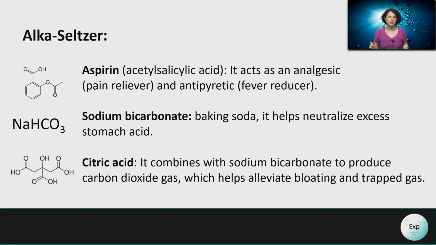Sodium bicarbonate, commonly known as baking soda, is a slightly basic compound. And it makes sense that it is part of the Alka-Seltzer tablet because this is the part that will help neutralize stomach acids. And then finally, there is citric acid as a component of Alka-Seltzer.